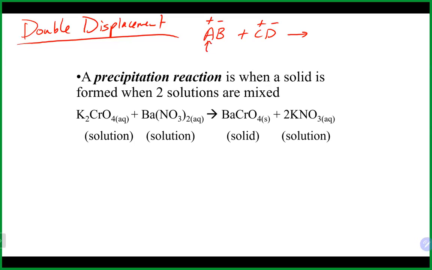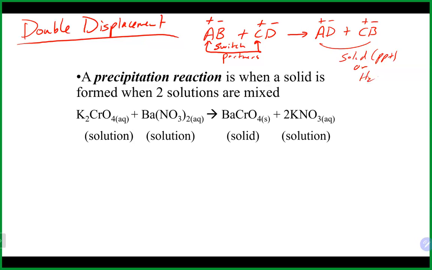The two positive guys basically switch partners. And that gives you two new ionic compounds. And depending on what happens on this side, you may get a solid that forms, which is known as a precipitate, which again is another reason why a reaction takes place. Or you may make water, which once again is the third reason why a reaction takes place.